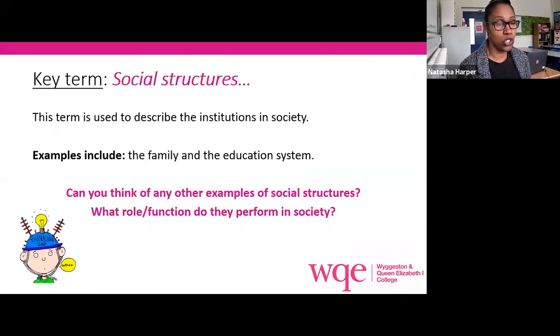So moving on then to this key term, social structures. So this is the central term that I want us to look at today. And essentially, social structures then are the institutions in society, for example, the family, which I mentioned before, and then also the education system. So thinking about social structures then, can you think of any other examples of social structures? So I've just given you two there, the family, the education system, there's some of the institutions in society. Can you think of any more?